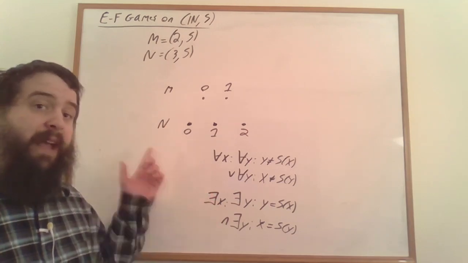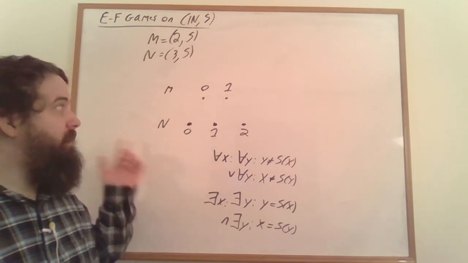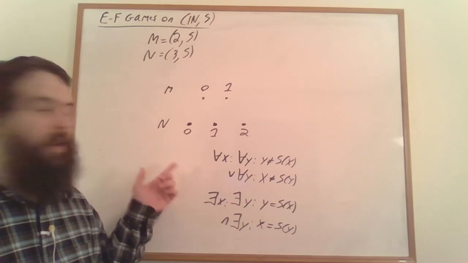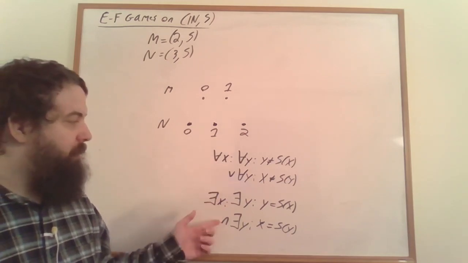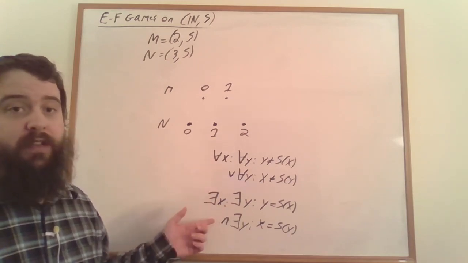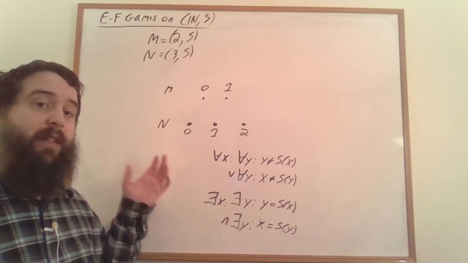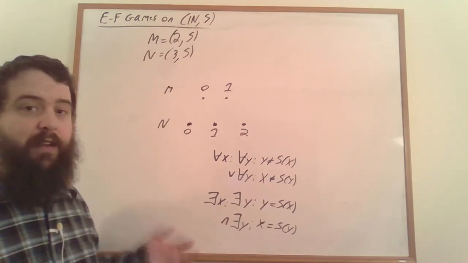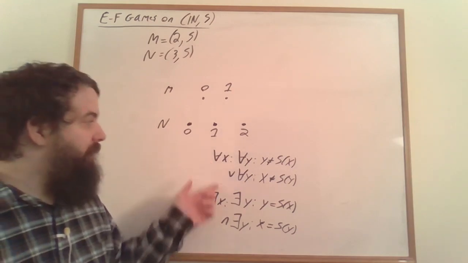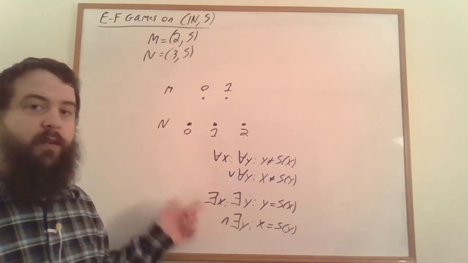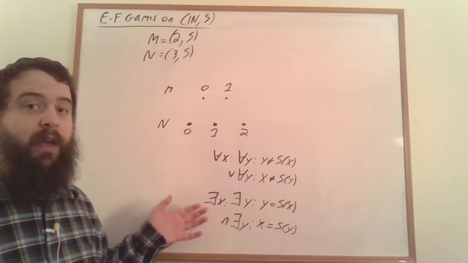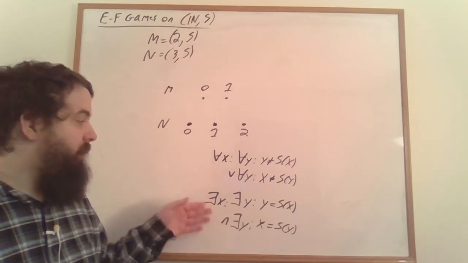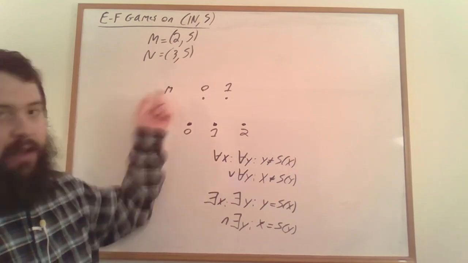So again, by analyzing these games, you can see that duplicator easily lasts one turn, and duplicator can be forced to lose in 2 turns. So every formula of quantifier depth 1 that's true of m is true of n, and vice versa. But again, we have these formulas here, which are of quantifier depth 2, that distinguish these two structures. Right? This formula here is true of n, but not true of m.